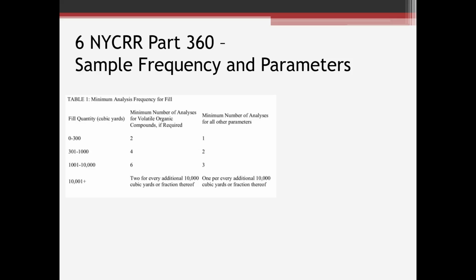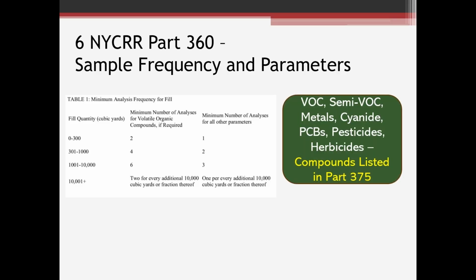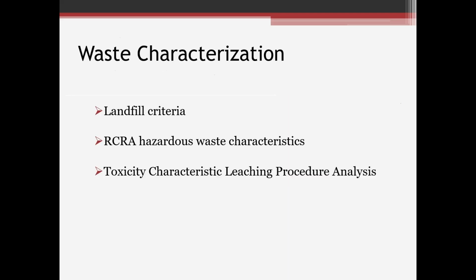So here's similar to the DER10, 6 NYCRR Part 360. That fill material sampling has a similar table as far as quantity of material, how many samples minimum you should be collecting for the reuse evaluation. Now this is a little different. PFAS isn't specifically referenced in Part 360. Still probably a good idea to do it, especially if there's a concern at the site you're looking at. But in general, Part 360 really only references compounds listed in Part 375, which currently does not include those, but does include all those other ones that we've been discussing.